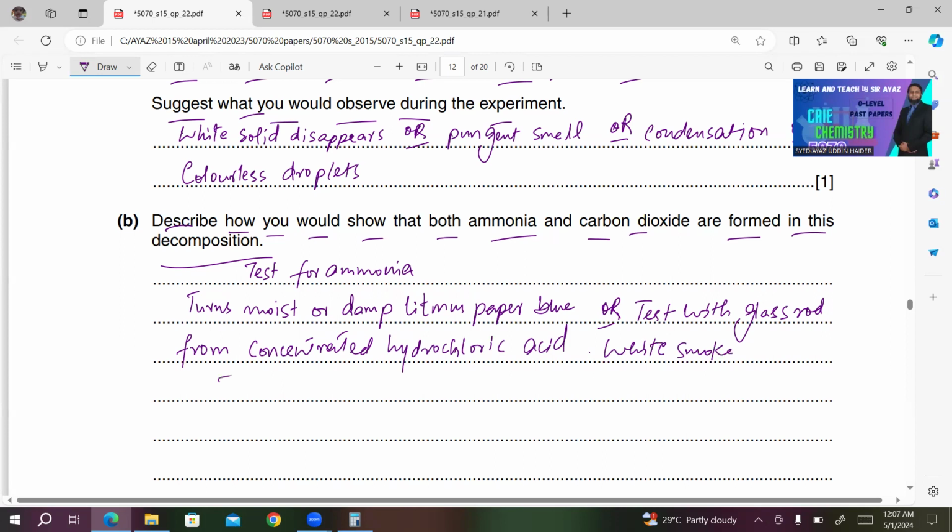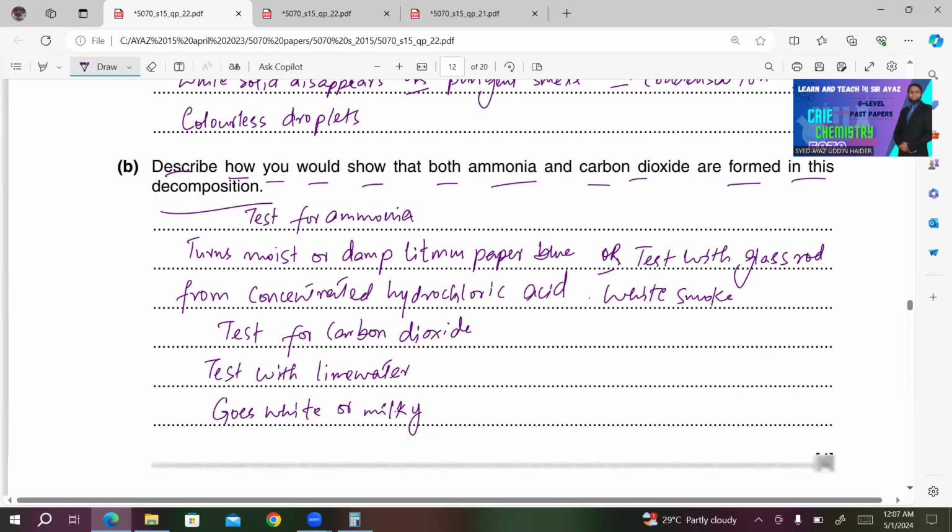Test for carbon dioxide: test with lime water. It turns lime water milky, or goes white. White or milky. You can even write white precipitate for this.